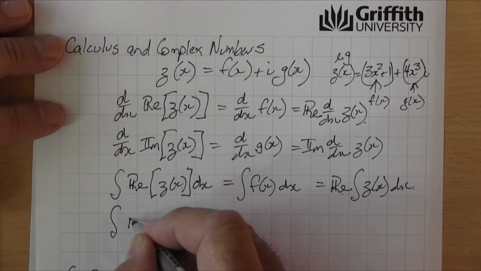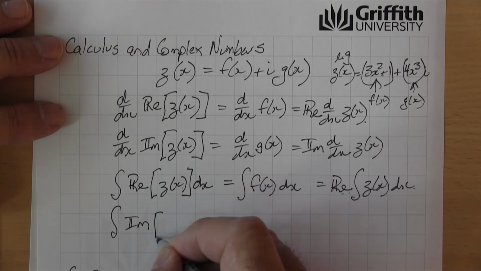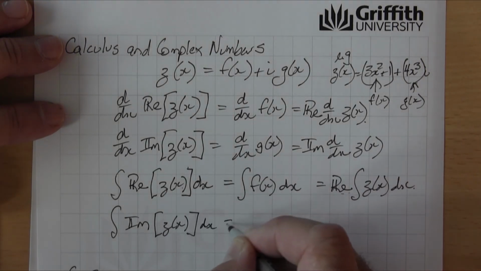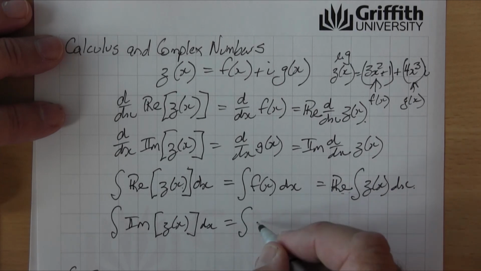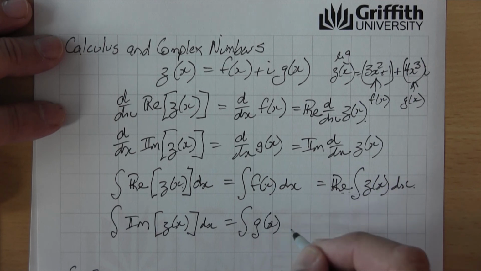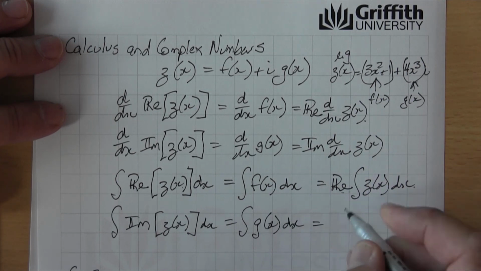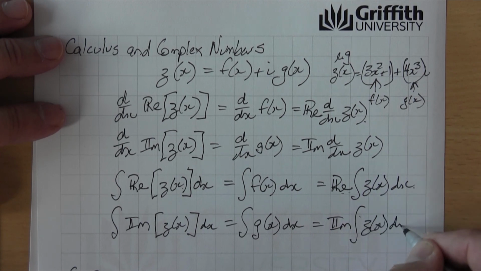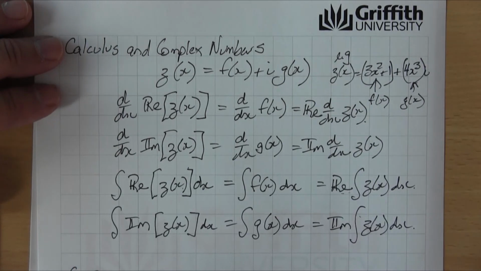The integral of the imaginary part of z of x dx is equal to the integral of the imaginary part that we identified as g of x dx, and that is equal to the imaginary part of the integral of z of x dx. Okay, so 4 basic rules when we're doing the calculus of complex numbers.